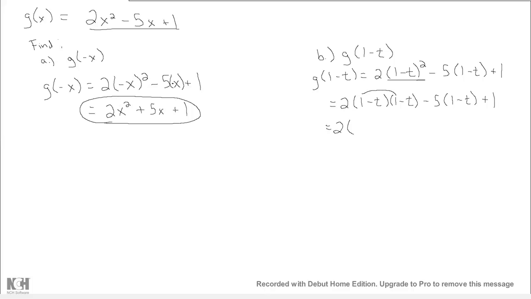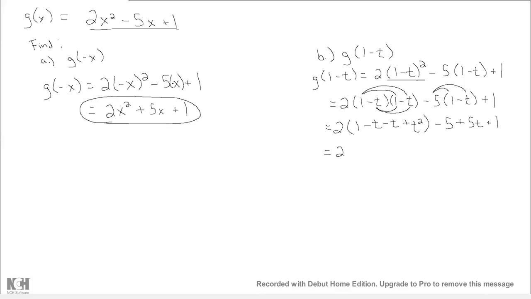1 times 1 is 1. 1 times negative t is negative t. Negative t times 1 is negative t. And negative t times negative t is positive t squared. Here I can distribute my negative 5. So negative 5 times 1 is negative 5. And negative 5 times negative t is positive 5t.